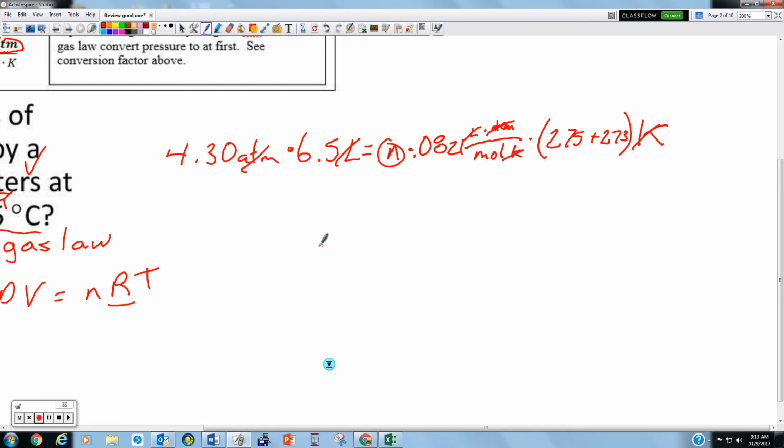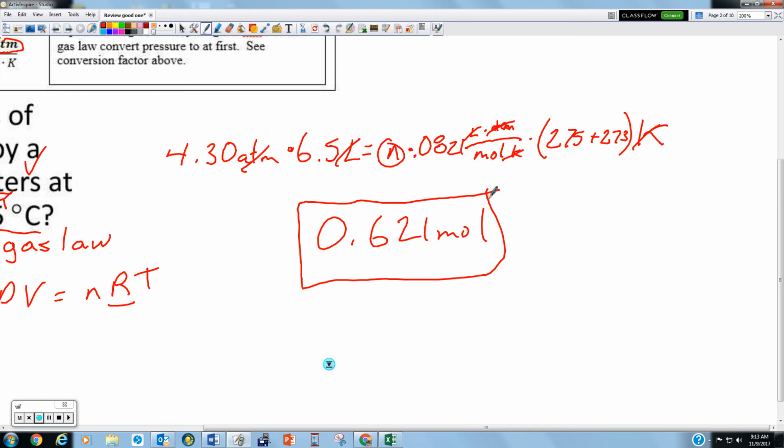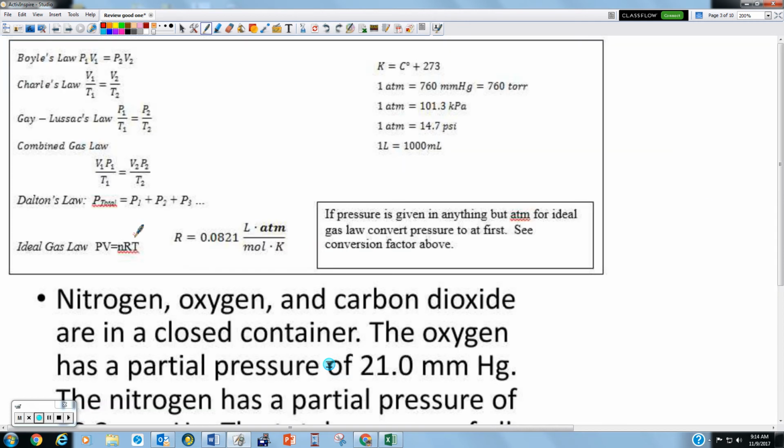So what'd you get? If you solve it, you should get, or hopefully we all get, 0.621. I'm trusting your answer. All right, so makes sense? Do y'all see how we got there? The biggest thing is identifying the right type, the right equation to use, the right gas law to use. All right, so looking at another one.